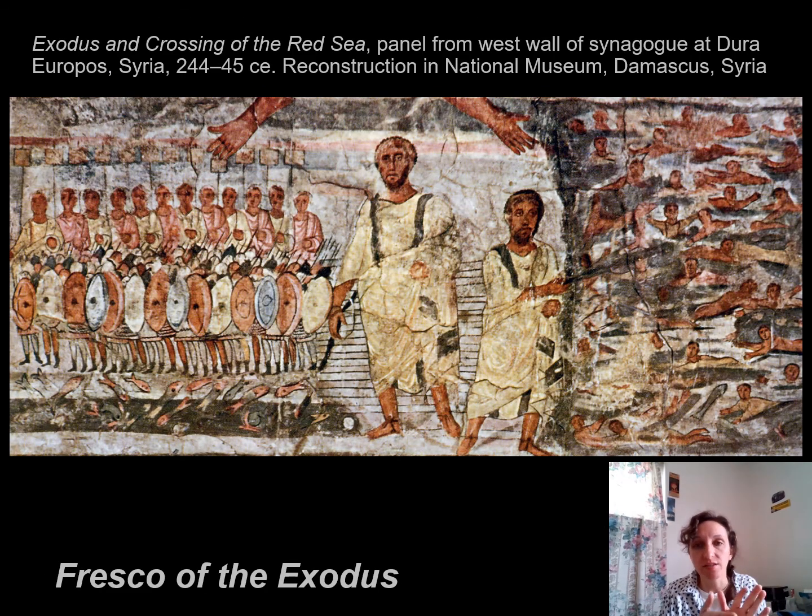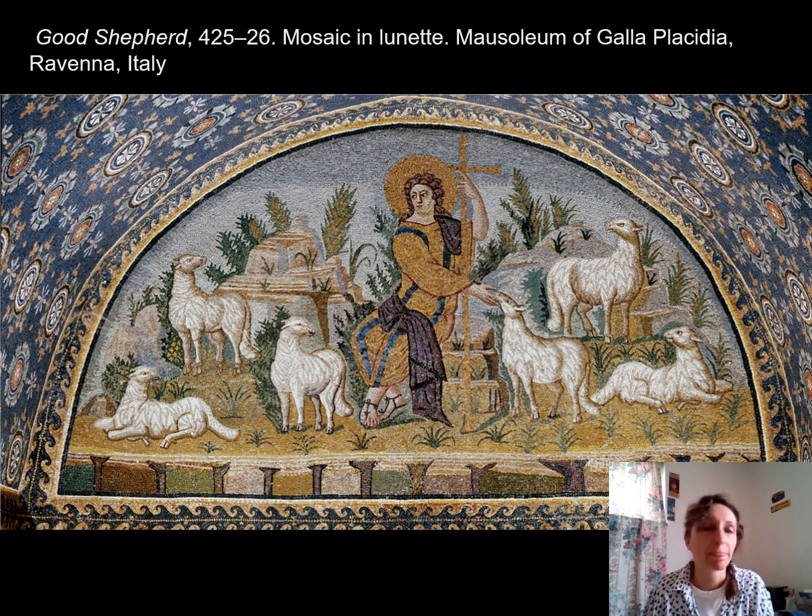So here is a fresco. This is again from a reconstruction. This fresco is from the Old Testament. This was the fresco of the Exodus, when the Israelites, or the Hebrews, crossed the Red Sea, right? So this is Moses here. We're going to see a couple more depictions of Moses as we go into the future. So let's keep going.